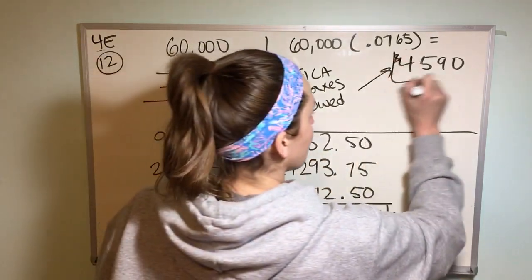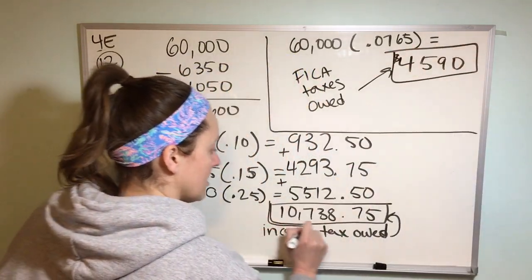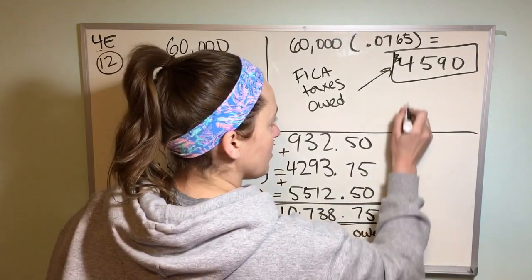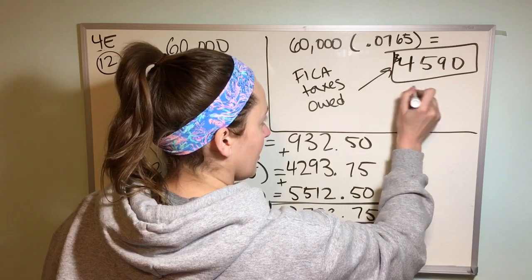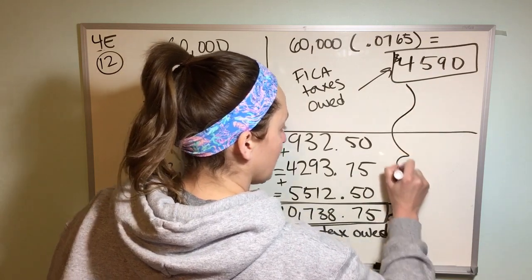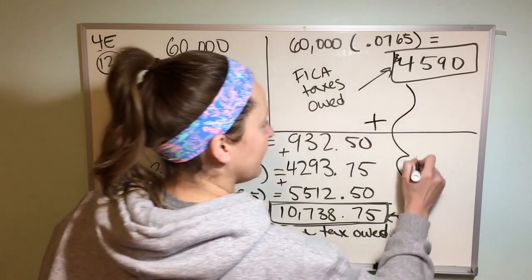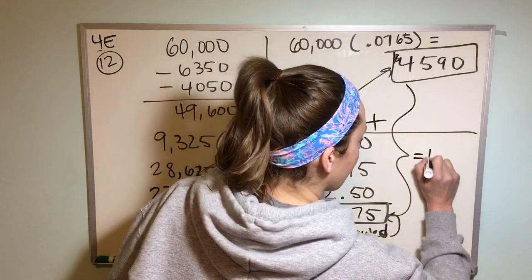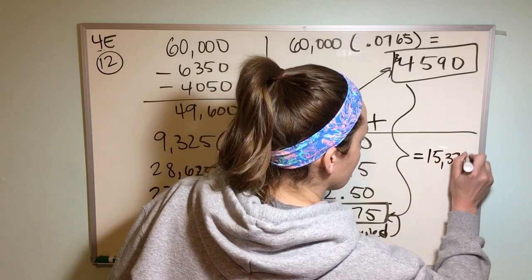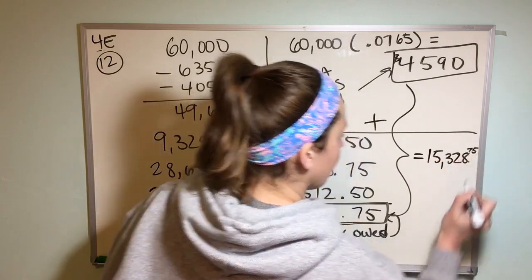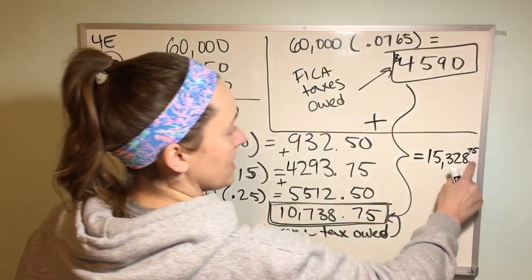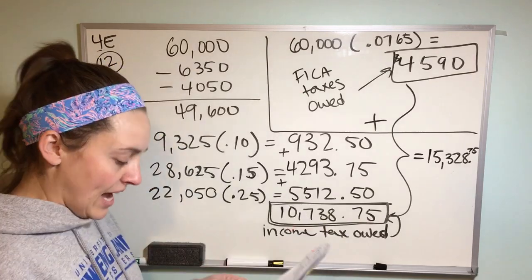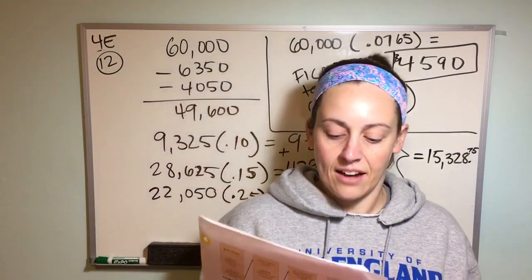So we're going to take this number, his FICA taxes, and add it to this number, his income taxes. Add those together, and you should get 15,328.75. I wrote it small up top. That is Dion's total tax bill.